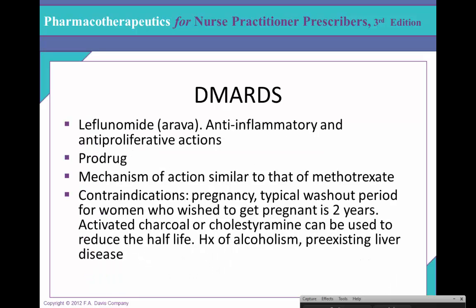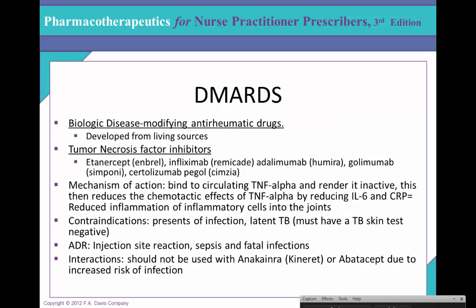Another DMARD is leflunomide, or Arava. It's an anti-inflammatory and an anti-proliferative action, and the same mechanism of action of methotrexate. The contraindications are basically pregnancy. There's a typical washout period for women who wish to get pregnant of 2 years. If there is any toxicity related to this medication, you could give, if the patient is conscious, activated charcoal or cholestyramine to reduce the half-life, and of course avoid alcohol.